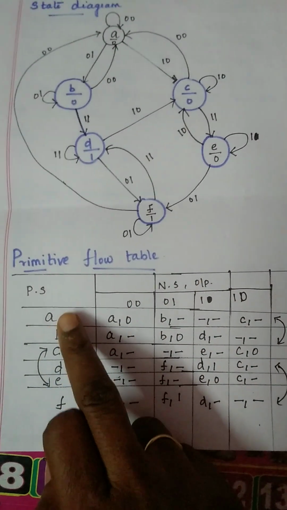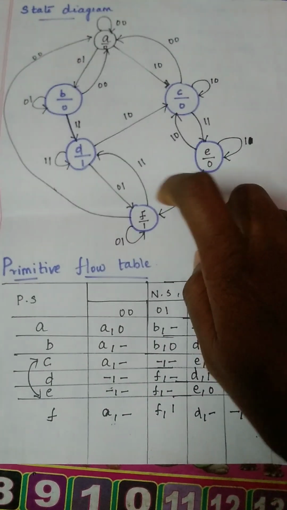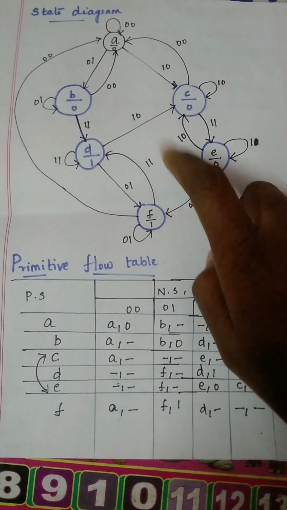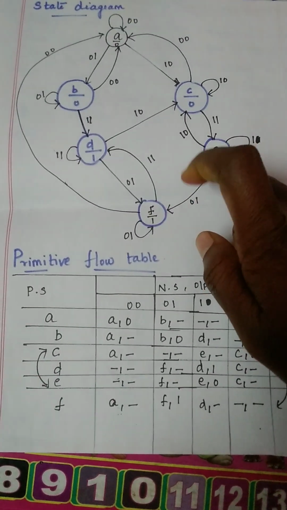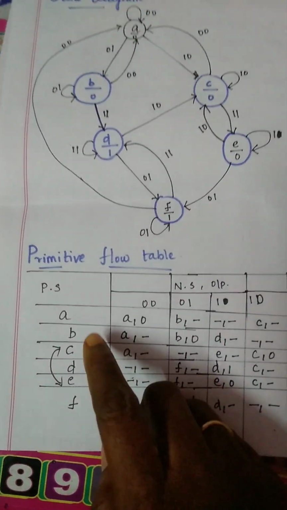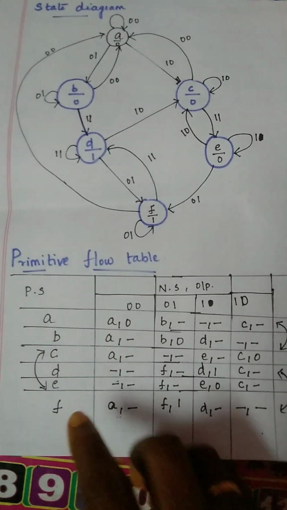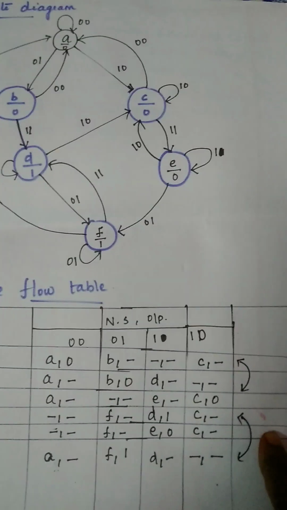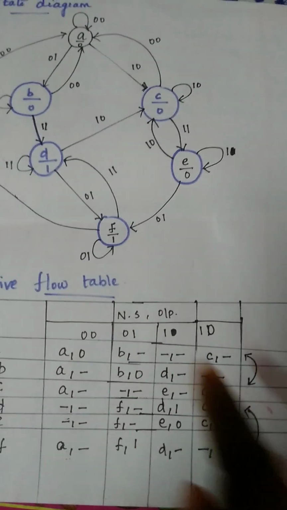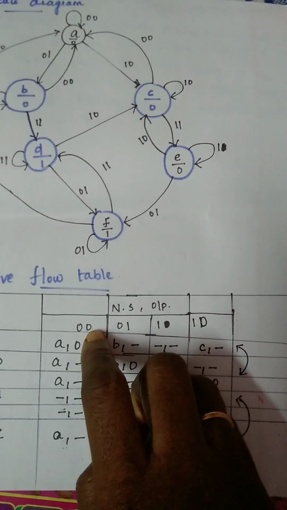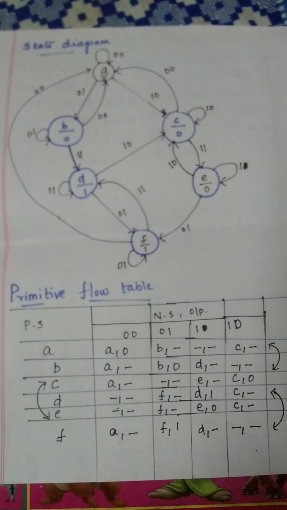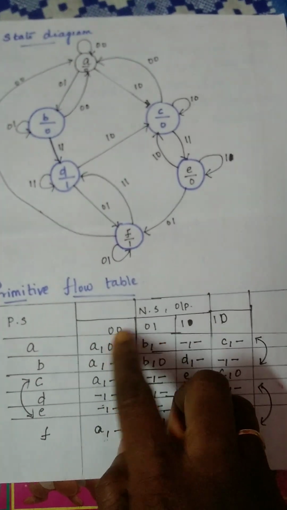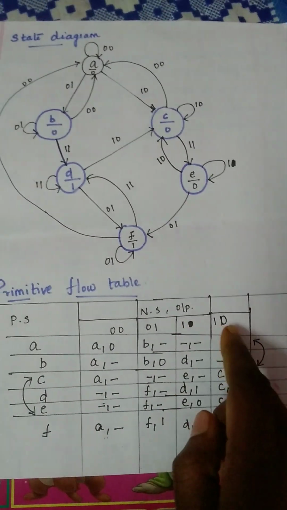So first write all the present states which we have drawn in the state diagram. How many states are there? A, B, C, D, E, and F. So totally we have 6 states. Write all the 6 states here. Next, for the next state and output, just write the input values 0 0, 0 1, 1 1, 1 0.